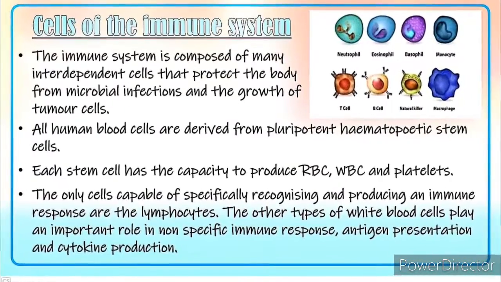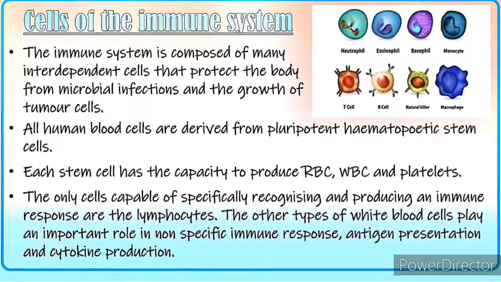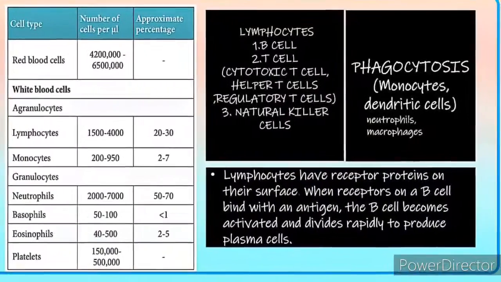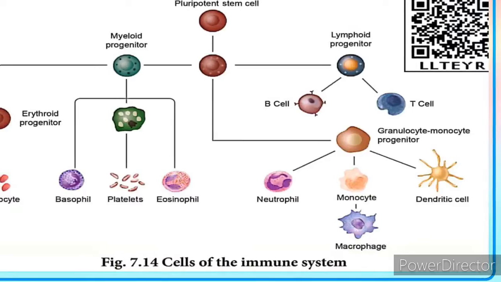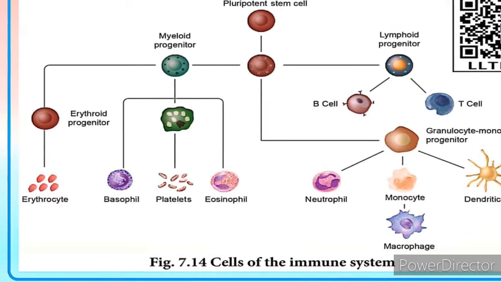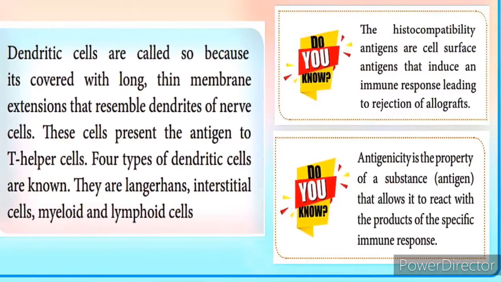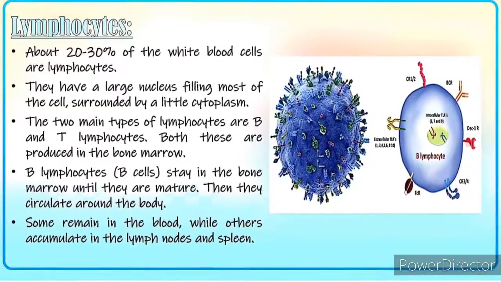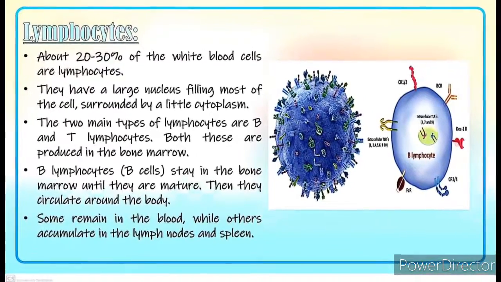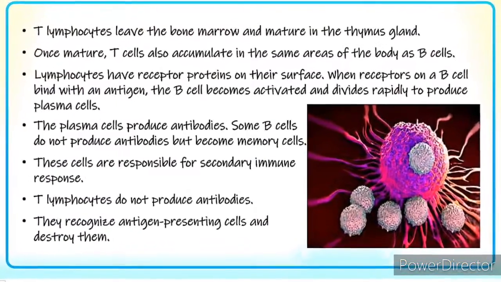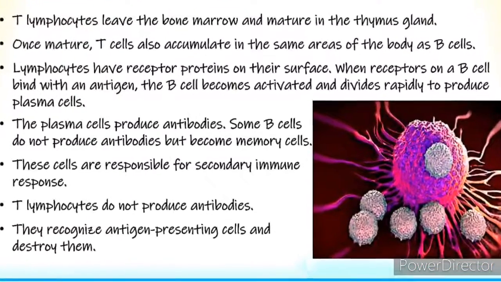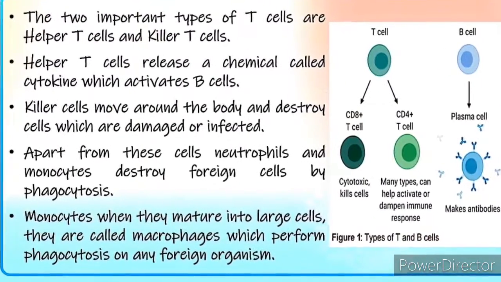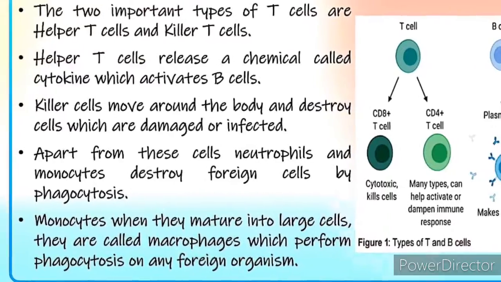Next, cells of the immune system. Mainly, there are two kinds: agranulocytes and granulocytes. Agranulocytes means no granules are present in the cytoplasm, whereas in granulocytes there are granules present. Agranulocytes are of two kinds: lymphocytes and monocytes. Granulocytes are of three types: neutrophil, basophil, eosinophil.